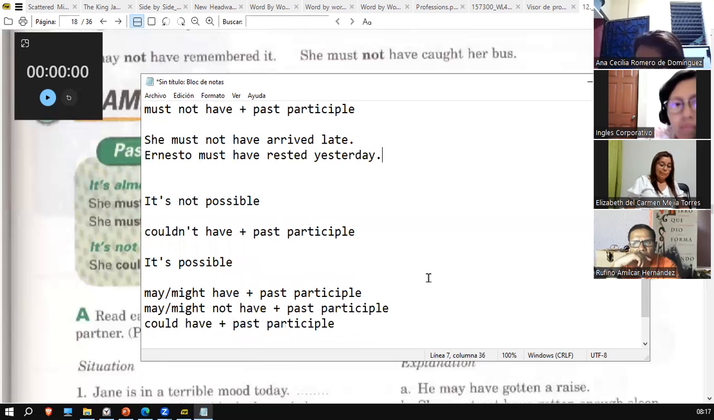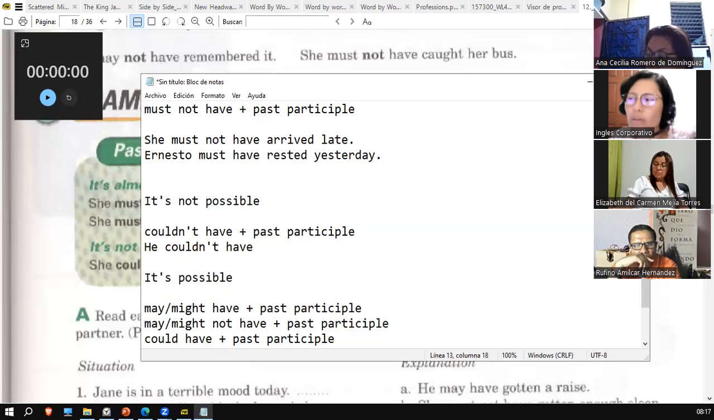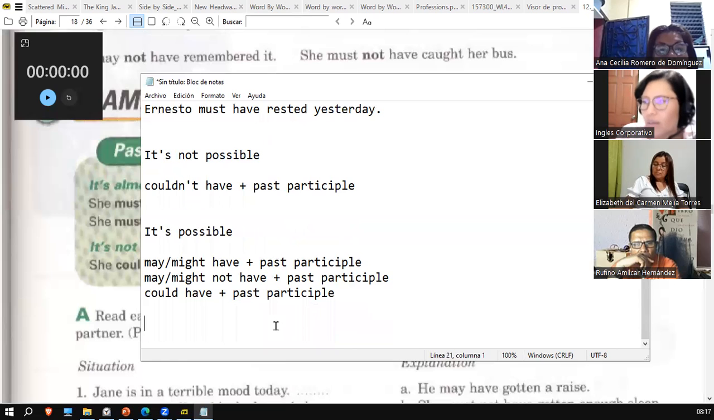Y number two sería she called, esto sí no sé cómo se pronuncia, gotten sick. Como que podría estar enfermo, pudo haber estado enfermo. Okay, entonces es could have. He could have gotten sick, you said, right?